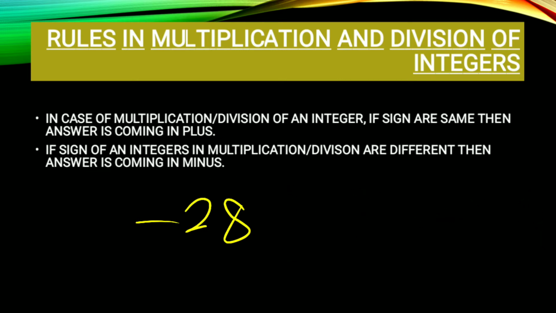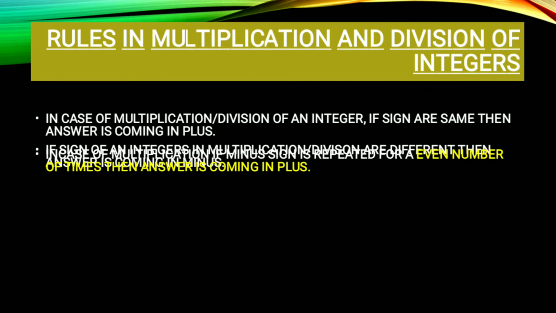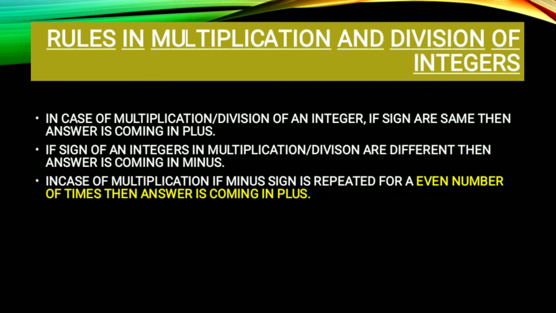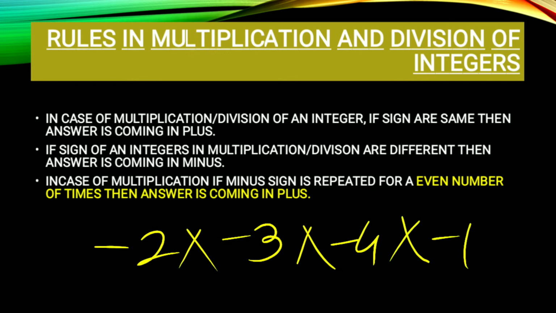Okay, so two more rules I would like to inform you about in multiplication. To remember, in case of multiplication, if the minus sign is repeated for an even number of times, the answer comes in plus. So what does it mean? Now you can see here, minus 2 multiplied by minus 3 multiplied by minus 4 multiplied by minus 1. How many times is the minus sign repeated? 1, 2, 3, 4. So 4 times it's repeated, which is an even number. So the answer of this multiplication comes in plus.